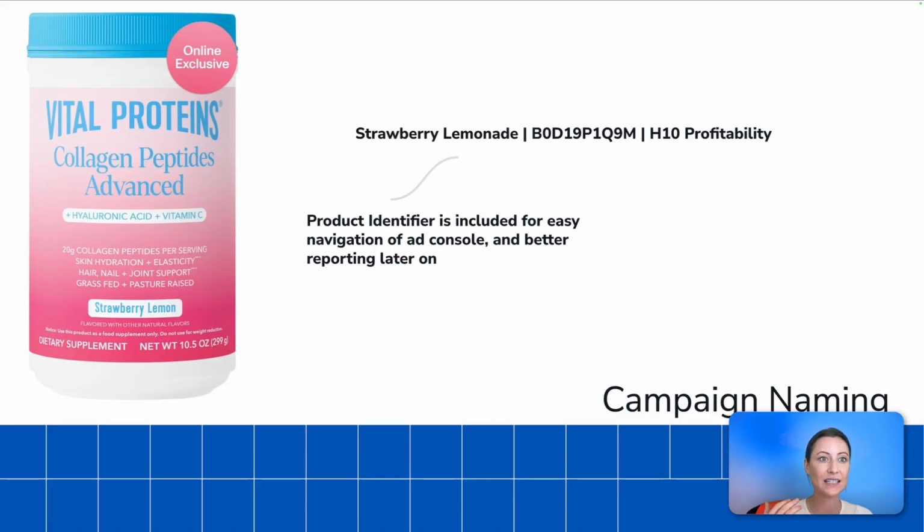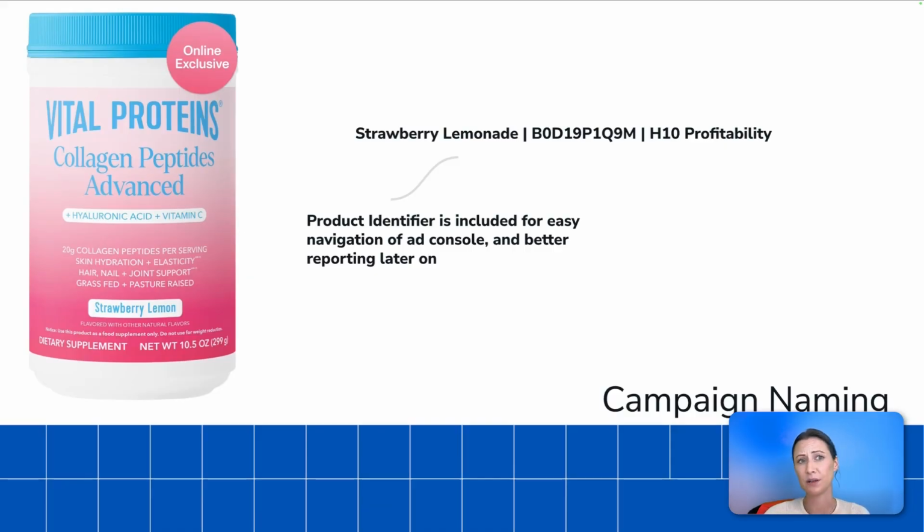Product identifier is just an easy way for you to identify that product. So right here, as you can see, I put strawberry lemonade, but it's the strawberry lemon. I can easily log into my advertising console and search strawberry lemon and find all of the campaigns in which I'm advertising this product. If I was using the other ASIN we showed, I would do unflavored. Again, the reason being is so you can easily navigate Ad Console and build out your reporting and figure out what campaigns are advertising what ASINs.